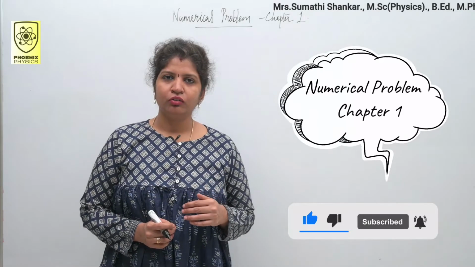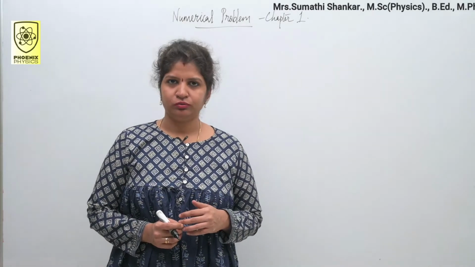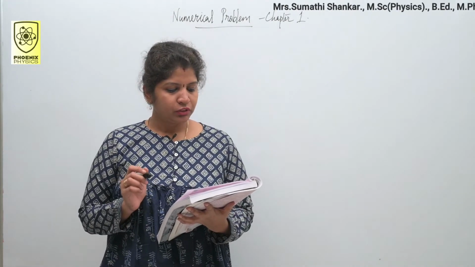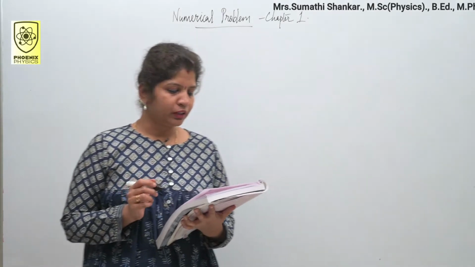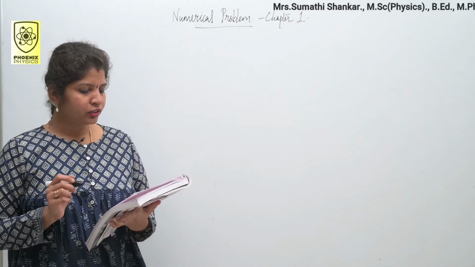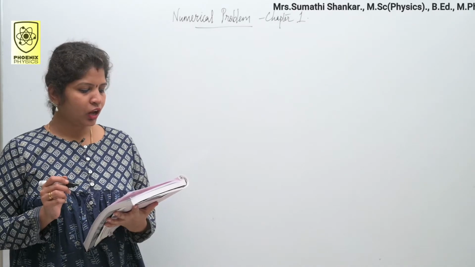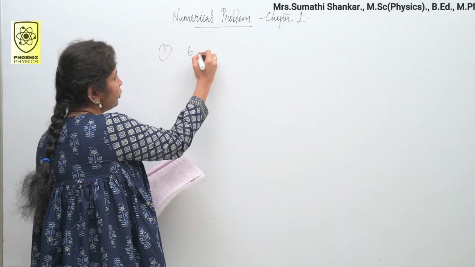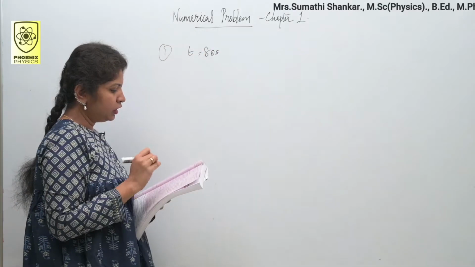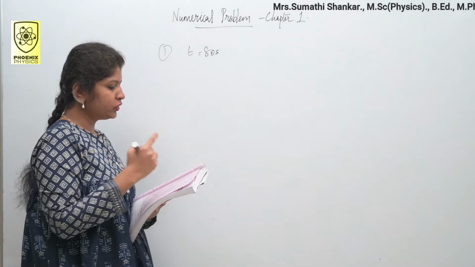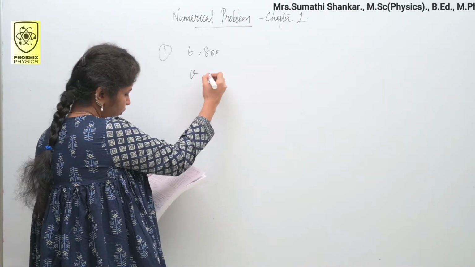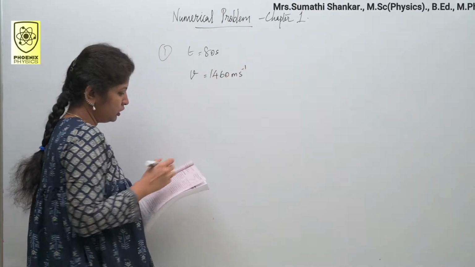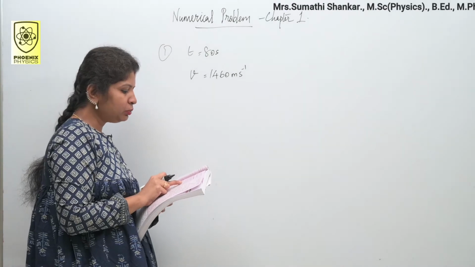Today we are going to solve numerical problems chapter 1. First problem: in a submarine equipped with sonar, the time delay between the generation of a pulse and its echo after reflection from an enemy submarine is observed to be 80 seconds. That is, T is given, T is equal to 80 seconds. Then if the speed of sound in water, that is V is given, 1460 m s^-1, what is the distance of the enemy submarine?